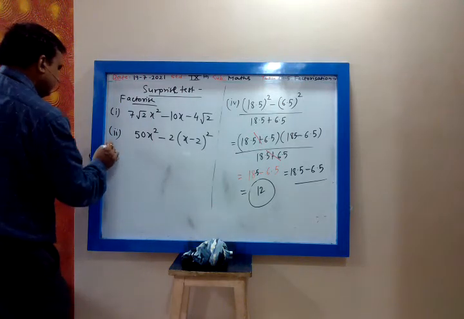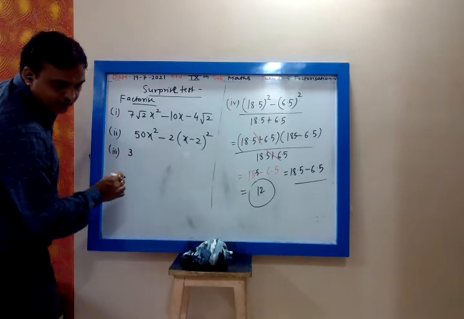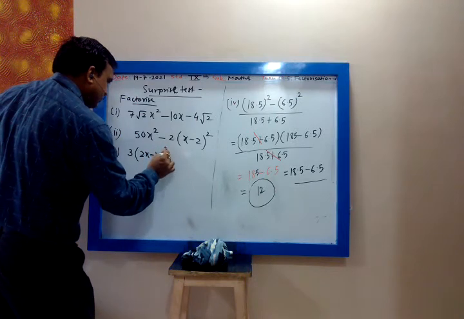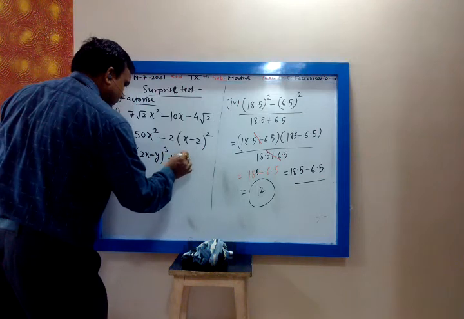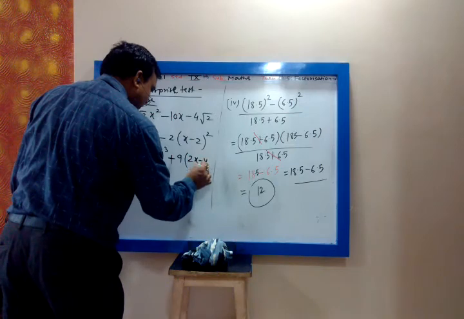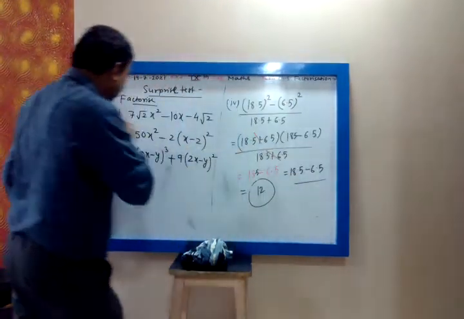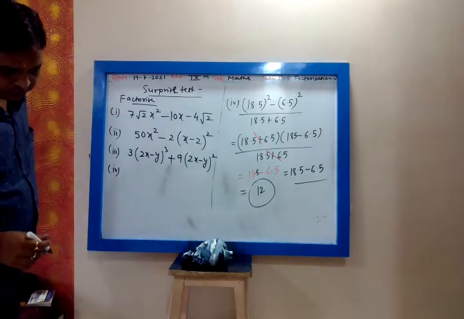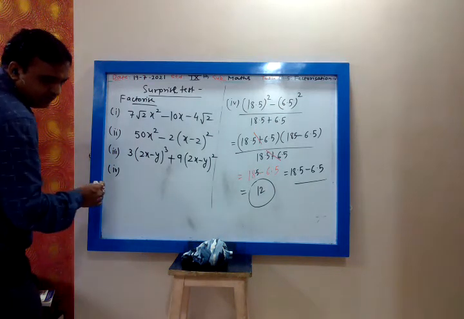Three into 2x minus y whole cube, plus 9 into 2x minus y whole square. Okay. Then fourth, 98 a plus b whole square.